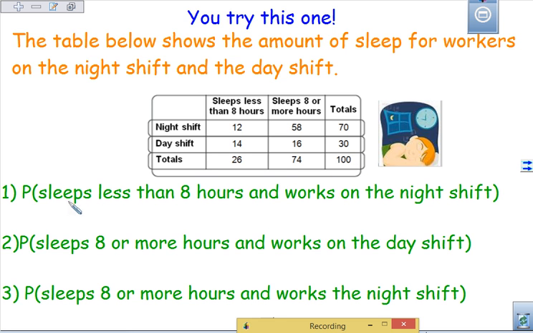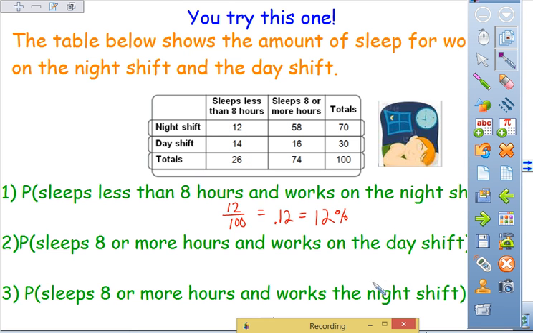So we want to find the probability that a person sleeps less than 8 hours, so less than 8 hours would be in this column, and they work the night shift. So the night shift is going to be in this column. So the and would be 12 out of 100, which is 0.12 or 12%.